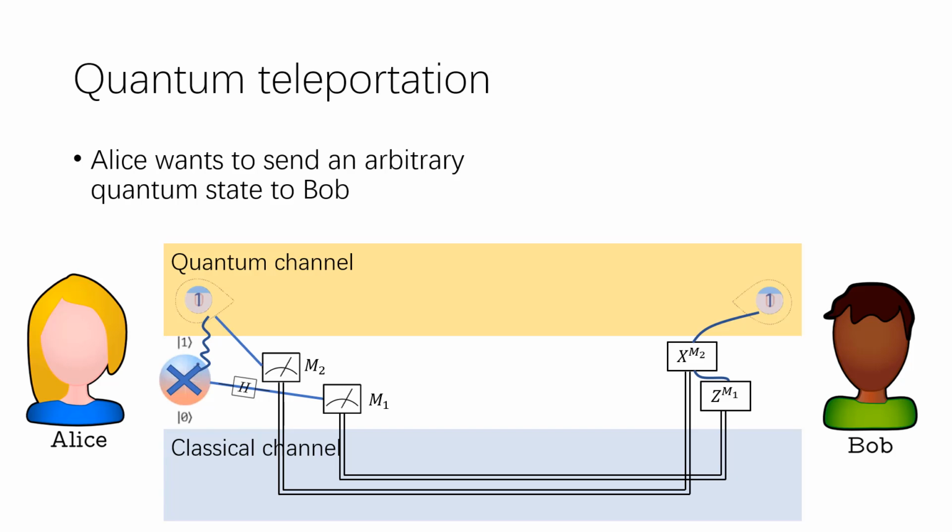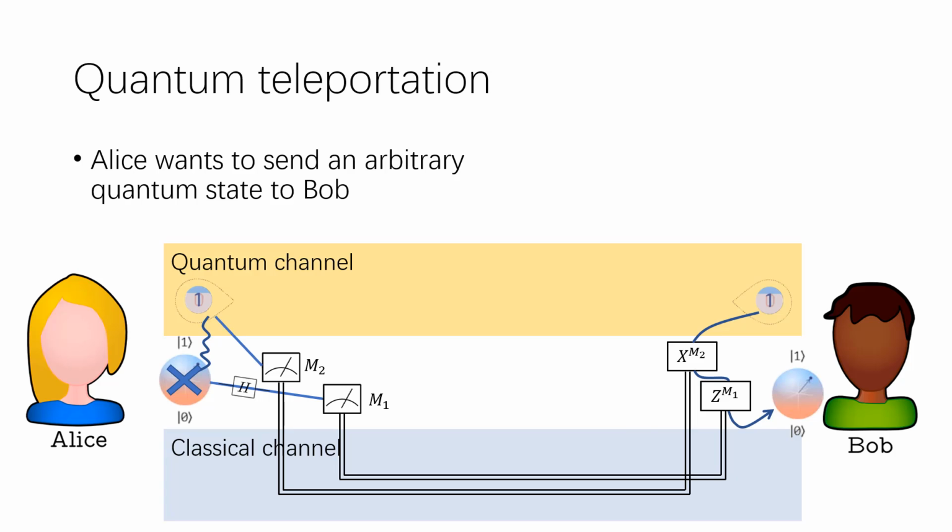If M2 is 0, he does nothing. Then, if M1 is 1, he applies a Z gate on the qubit. If M1 is 0, he doesn't do anything. It can be proved that the resulting photon is in the same quantum state that Alice wants to transfer.